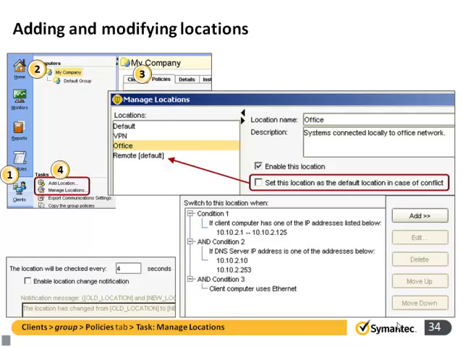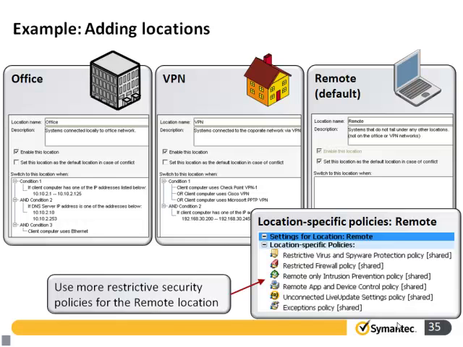We could also set that location to be the default. It isn't currently, as the remote is the default. You can only have one default location in each group. So here we have some locations that can be added. We have the Office, the VPN, and the remote, and these are very common locations. It's, again, more restrictive security policies. The remote location is the recommendation.